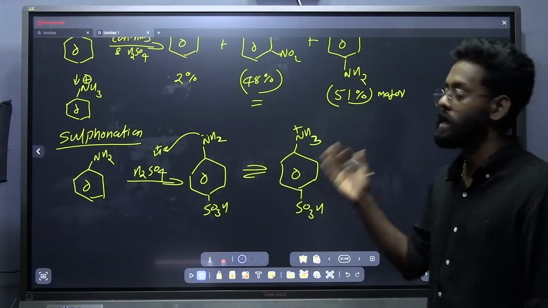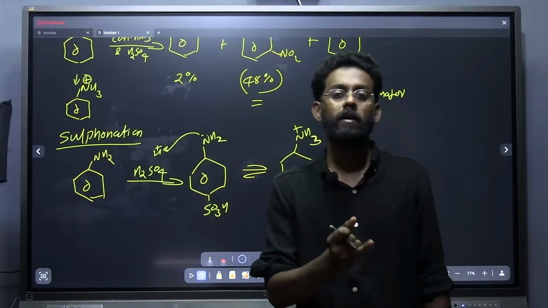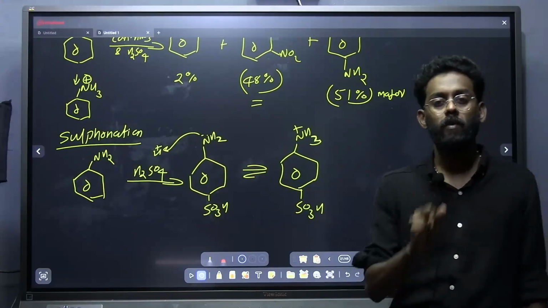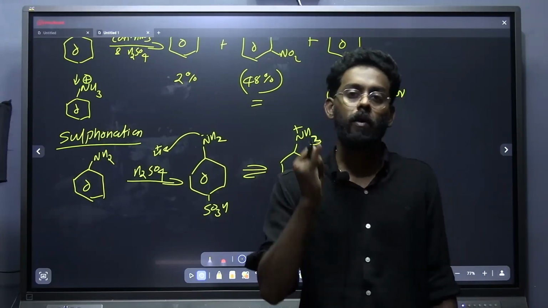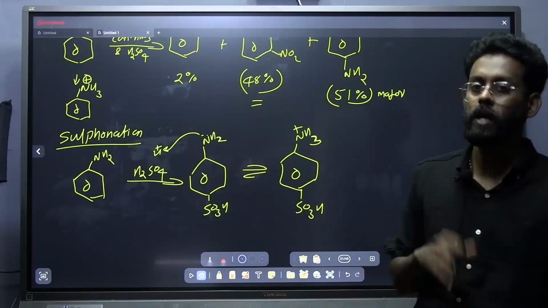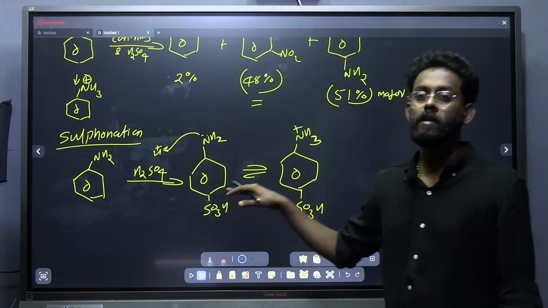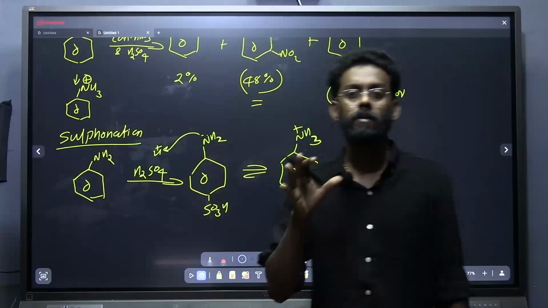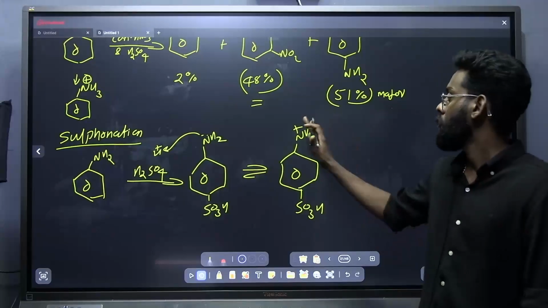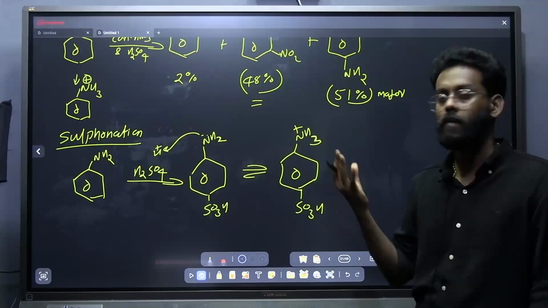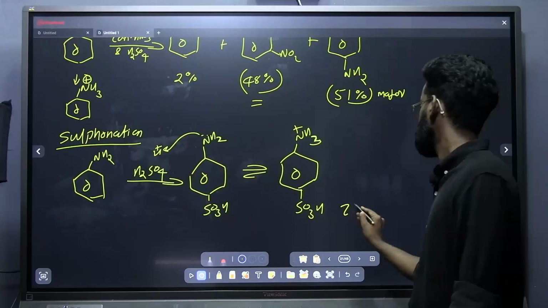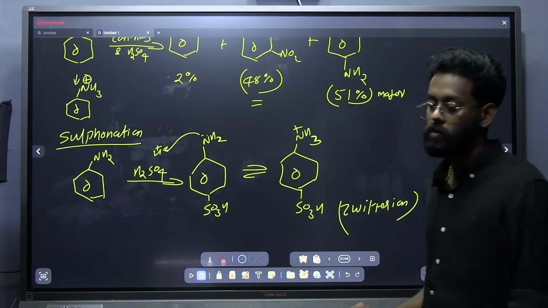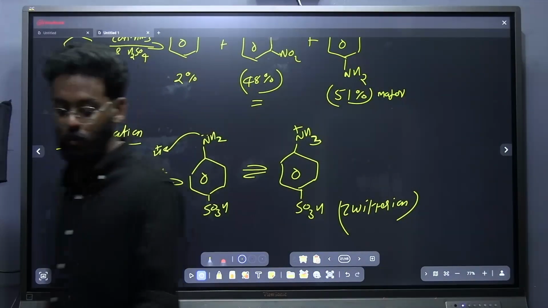Okay, next one is nitration. In the case of nitration, we are expecting that ortho and para are the major ones, but according to experiment, it has been found that para is the major, then meta is around 48%. And in the case of sulfonation, the para product will be existing as a zwitterion because the condition is acidic. So in acidic condition, the lone pair of nitrogen will be catching a proton and will be existing in this zwitterion form. Okay, so these are the complete reactions and important points regarding aniline.